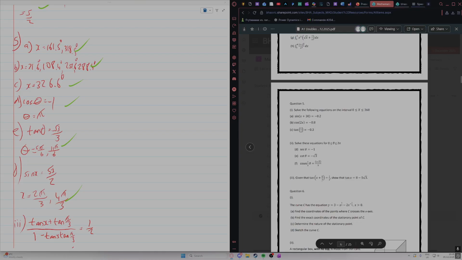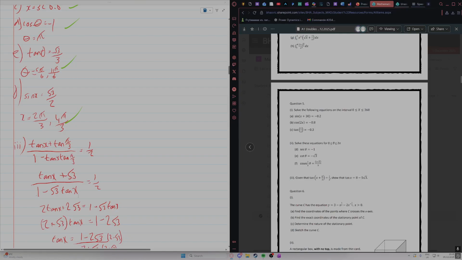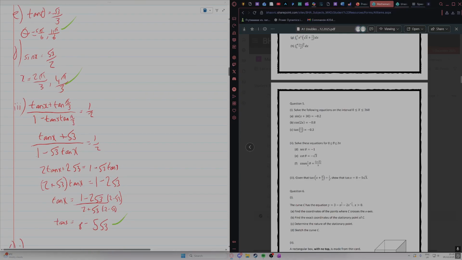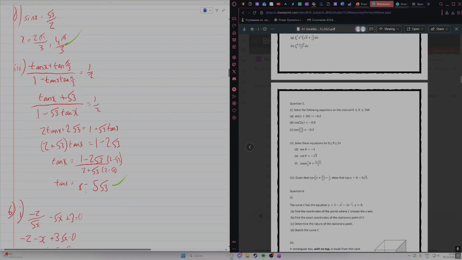So you use the compound angle tan formula to get this stuff, and then you cross multiply this fraction, and you eventually get a minus 5 root 3 after you rationalize. Remember, when you're rationalizing, even though you can just put it in your calculator to rationalize it for you, you should show that you're multiplying by the conjugate of the denominator, and then you will get the accuracy mark.